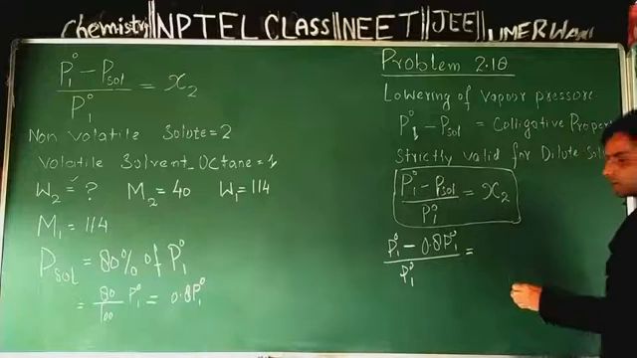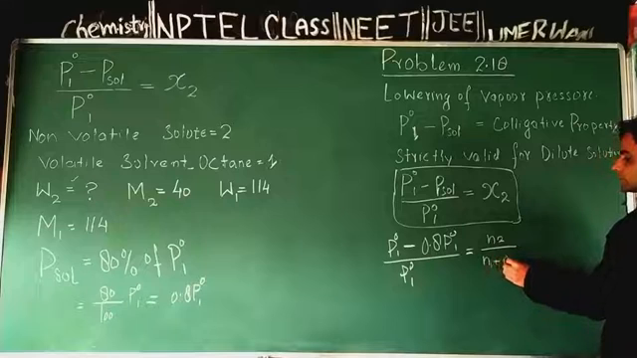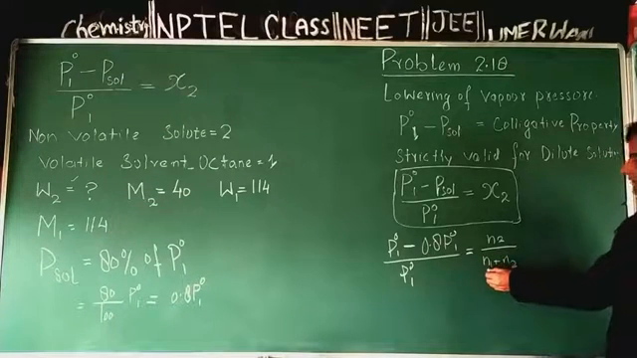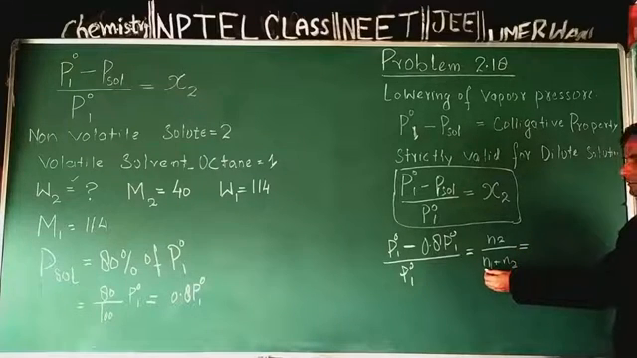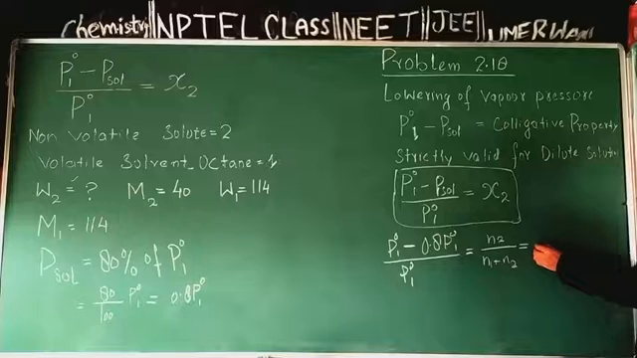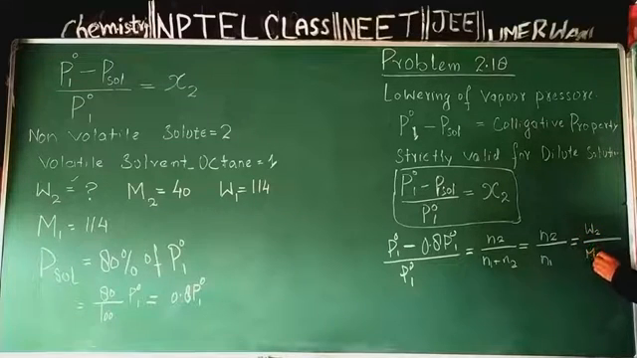is equal to the mole fraction, which is the ratio of the number of moles of solute N2 and the number of moles of solvent and solute, N1 plus N2. But the solution is dilute. The number of moles of solute is negligible in comparison to the number of moles of solvent. In the denominator I will neglect N2 in comparison to N1, so I need to write N2 divided by N1. And now N2, the number of moles of solute, will be equal to W2 divided by M2, and N1 will be equal to W1 divided by M1. It will come like this.